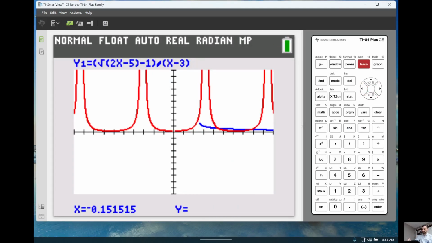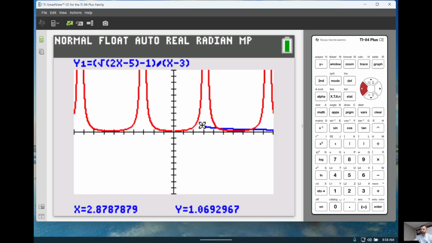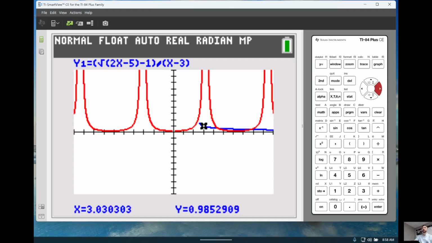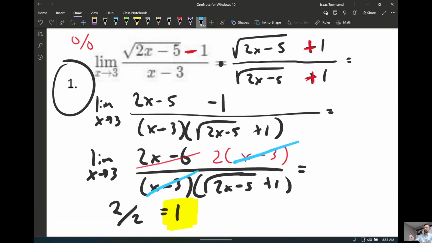So if I do trace 3 enter, it jumps to that part of the graph. It tells me there's not a point there, which is fine, has nothing to do with the limit. But if I move the cursor a little bit to the left, I can see that it looks like it's approaching 1 from the left. Move the cursor a little bit to the right of 3, you can see that it looks like the y value is approaching 1 from the right, and if it's approaching 1 from the left and 1 from the right, that all but guarantees that we did that correctly.